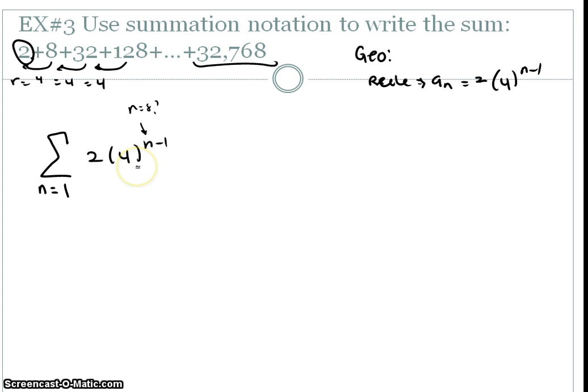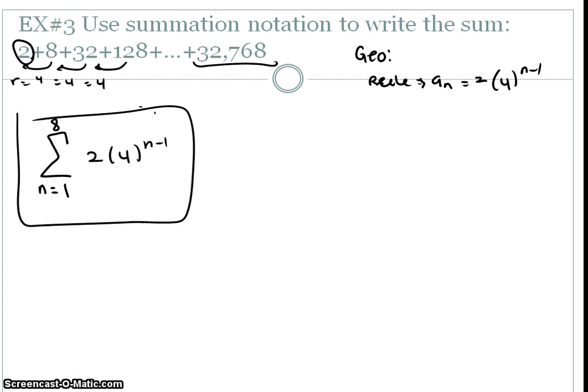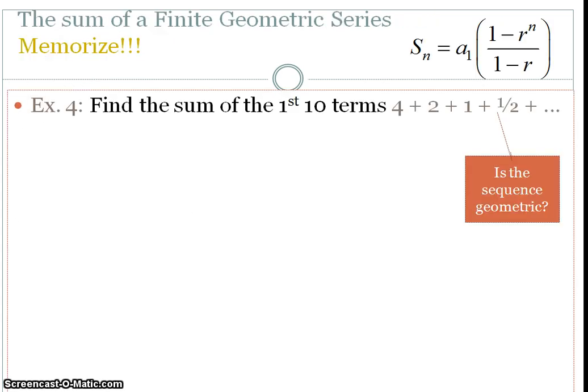So this would be 4 to the 7th, and multiply that number by 2. And that works, so we go all the way up to 8. Because when we plug in 8 into here, we get that last number out. And that is using summation notation to write the rule. Okay, let's go ahead on to the next problem.